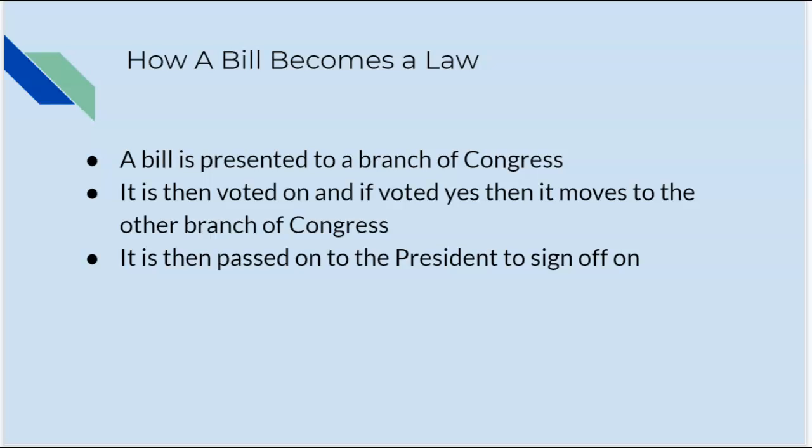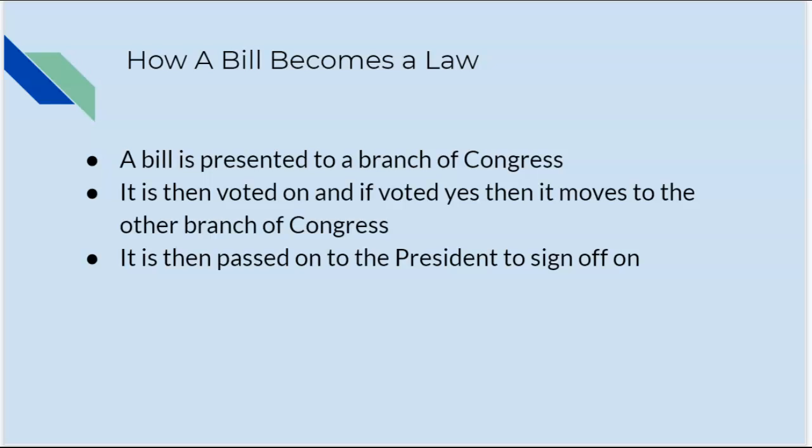So then after it is passed in both branches of Congress, it is moved on to the president to sign off on. The president can either sign yes, veto it, which is saying, no, I do not agree with this, or do what is called a pocket veto. I know this is one of the terms that you had to cover. This is when a president ignores a bill, and typically after 10 days of a president ignoring a bill, the bill gets passed. However, a pocket veto happens when a president ignores a bill and then Congress adjourns its meeting before the 10-day period. If Congress adjourns before the 10-day period is over, then the bill is automatically vetoed. It cannot be brought back up when Congress comes back together. So that would be called a pocket veto.